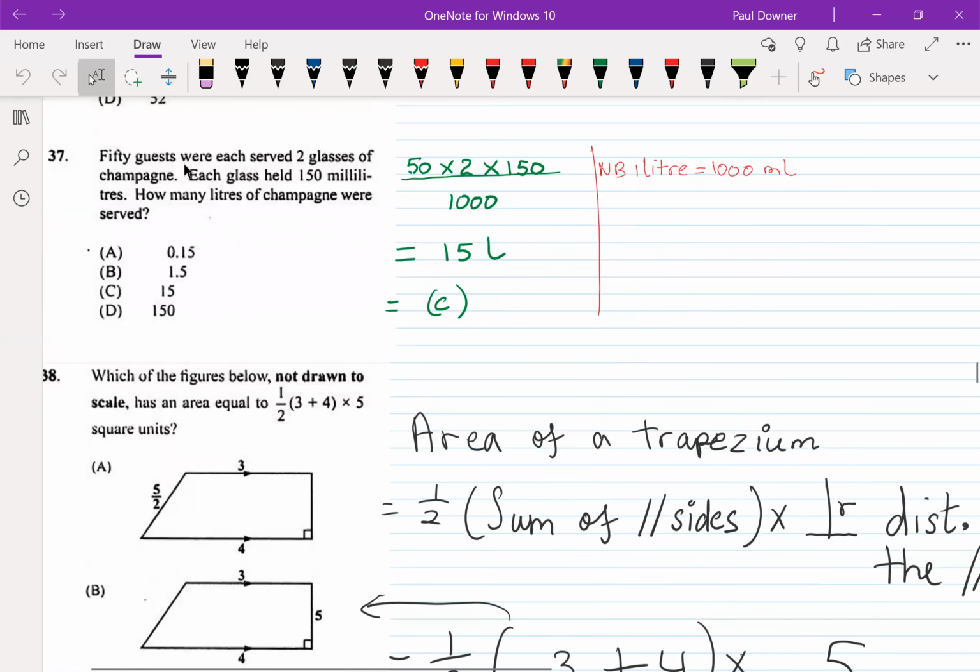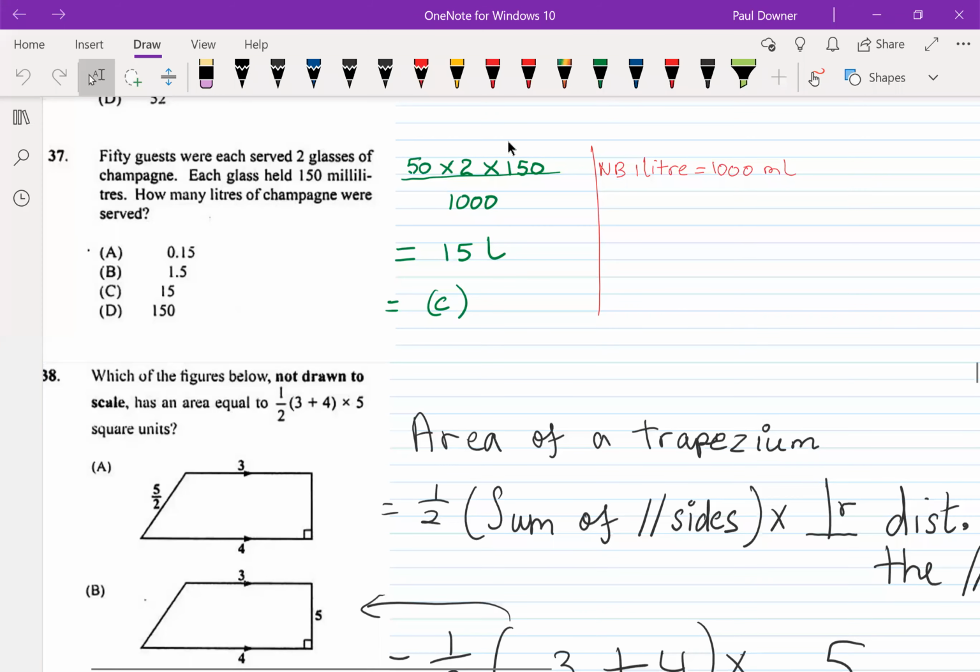Number 37. 50 guests will each serve 2 glasses of champagne. So 50 guests, 2 glasses, so that's the number of glasses that were served in all. That's 100. Now each glass held 150 milliliters. So that's 100 glasses here at 150 milliliters, and that total will be the total number of milliliters of champagne served. How many liters of champagne were served?